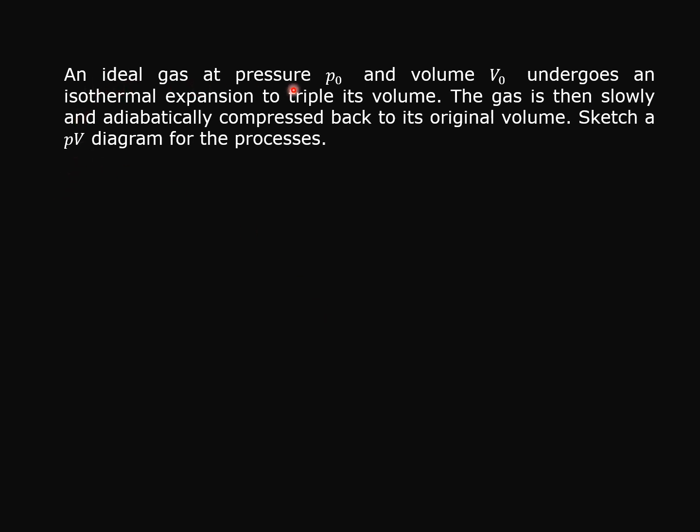An ideal gas at pressure P0 and volume V0 undergoes an isothermal expansion to triple its volume. The gas is then slowly and adiabatically compressed back to its original volume. Sketch a PV diagram for the processes.